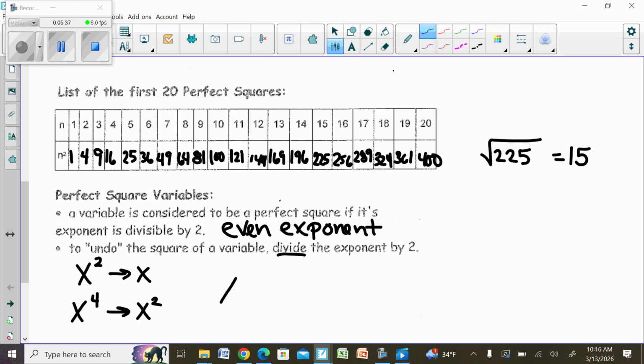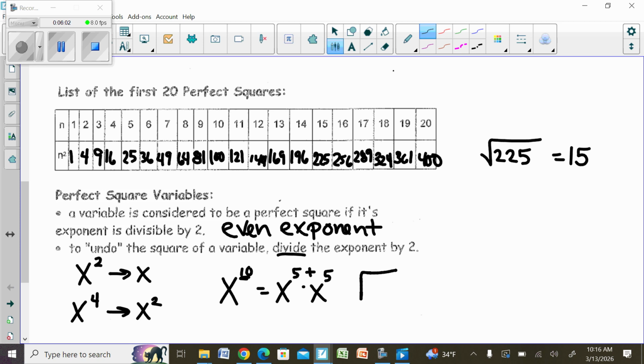So technically, x to the 10th. So don't look at this number and think that it has to be in this list up above. 10 is not a perfect square. If you take the square root of 10, you're not going to get a nice number. But 10 is even. And so what that tells me is that x to the 10th was a perfect square. Somebody multiplied x to the 5th times x to the 5th. If you recall from chapter 7, that means we added the exponents.